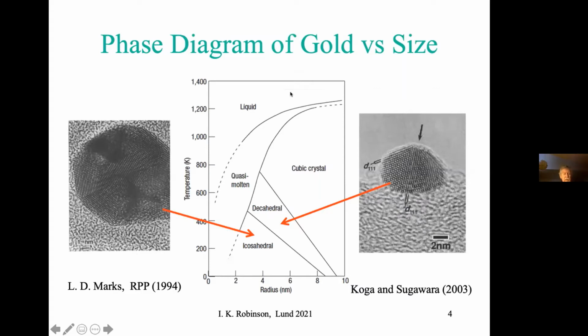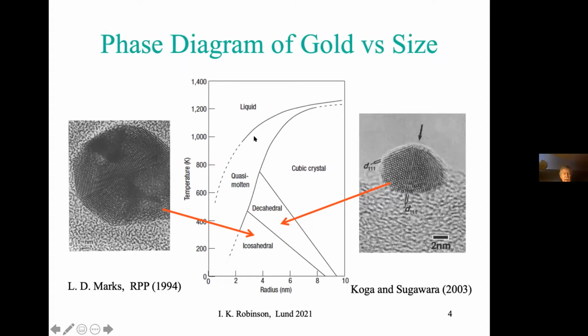We do a lot of work on gold nanocrystals, and gold, as everybody knows, is cubic, and it melts at 1200 degrees with a simple melting transition up here. But if you go down to small sizes, there are stable structure and an icosahedral structure, and possibly some others as well.